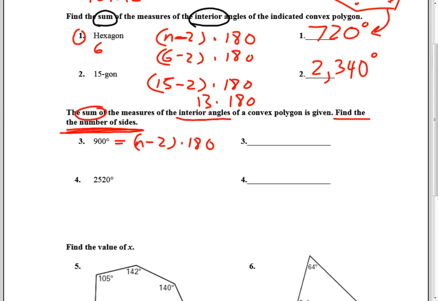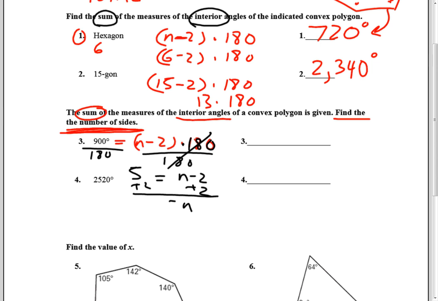So they're giving us the total and saying work backwards and figure out the number of sides. If you want to get rid of or deal with the multiplication of 180 right here, how do you get rid of that? Divide by 180, divide by 180, that gets rid of that. I'm left with n minus 2. What is 900 divided by 180? 5? 5 is not the answer. 7. Add 2, and n equals 7.